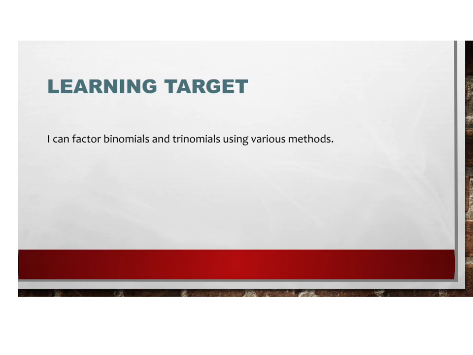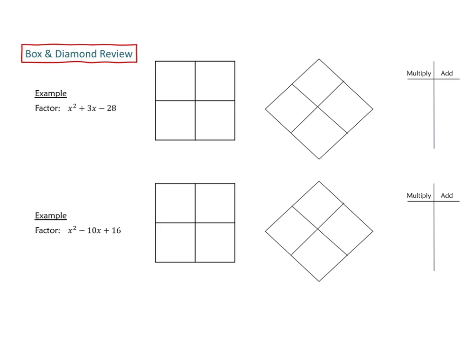Today, our learning target is I can factor binomials and trinomials using various methods. Fancy words, but a binomial is simply an equation with two terms, and a trinomial is an equation with three terms. Let's review Box and Diamond. We did this last week. Here's our example: x squared plus 3x minus 28. They would like us to factor that.